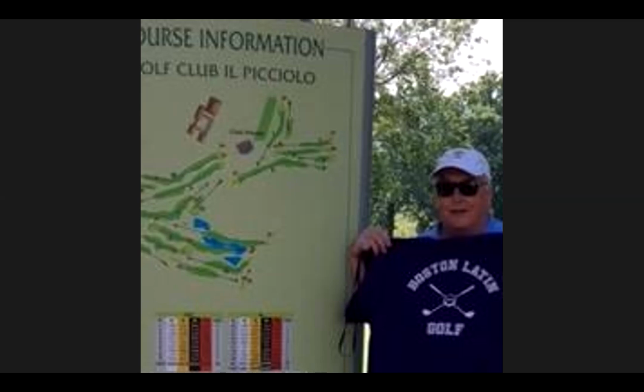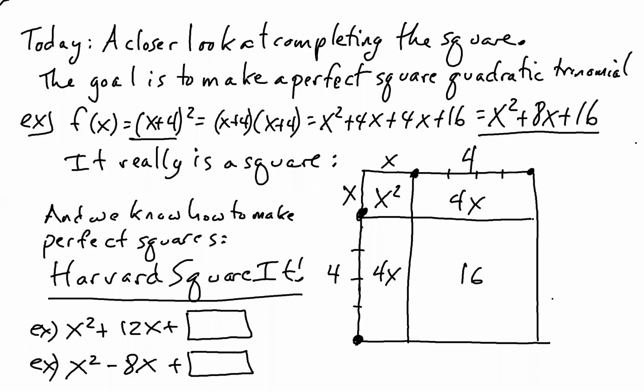Hey everybody, today we're going to take a close look at completing the square and how it leads us into the quadratic formula. Okay, to make a perfect square quadratic trinomial, we've done this with completing the square. But let's take a look at perfect square trinomials because they really do geometrically create squares.